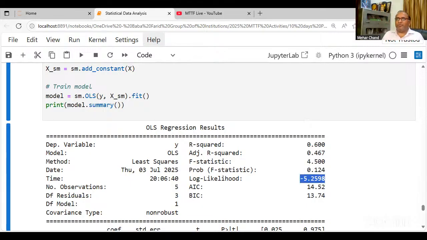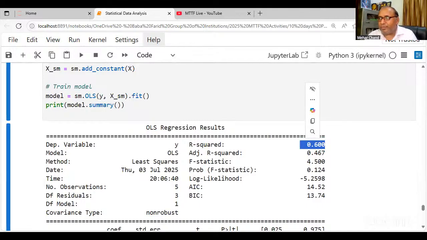So what you can see from this table is the model summary, which we used at this place. R squared, you can see this value, which is 0.6. The meaning is that 60% of the variability in the dependent variable y is explained by the independent variable x. This suggests a moderate model fit.